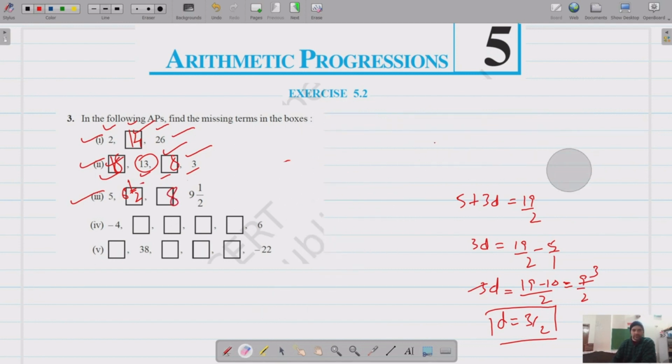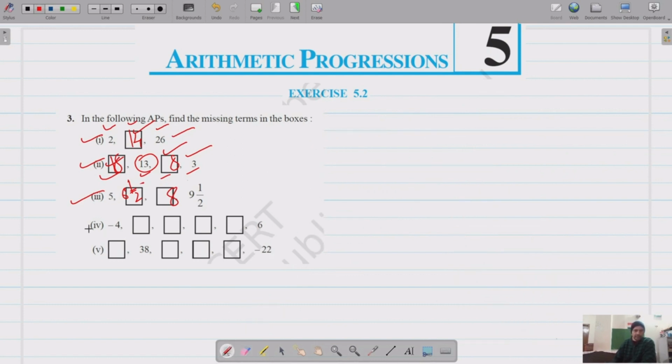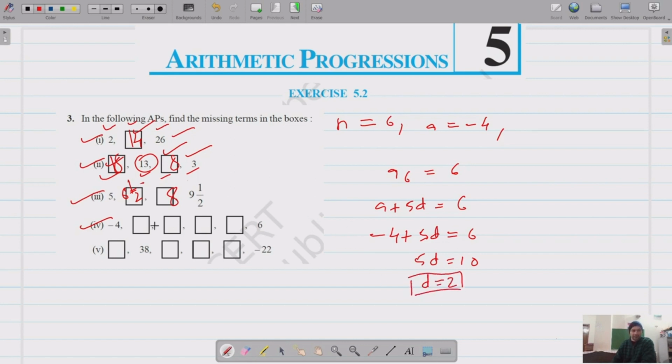Okay, coming on to the fourth part, the total number of terms is n. It's 1, 2, 3, 4, 5, and 6. The first term is negative 4, and the sixth term is 6. So the sixth term means A plus 5D, and A is negative 4 plus 5D is equal to 6. So 5D is 10 and D is 2. So if D is 2, then the second term is A plus D, that is minus 4 plus 2, which is minus 2. So this is minus 2. The third term is A plus 2D, so it's minus 4 plus 2 into 2 is 4, so it's 0. So this one is 0.